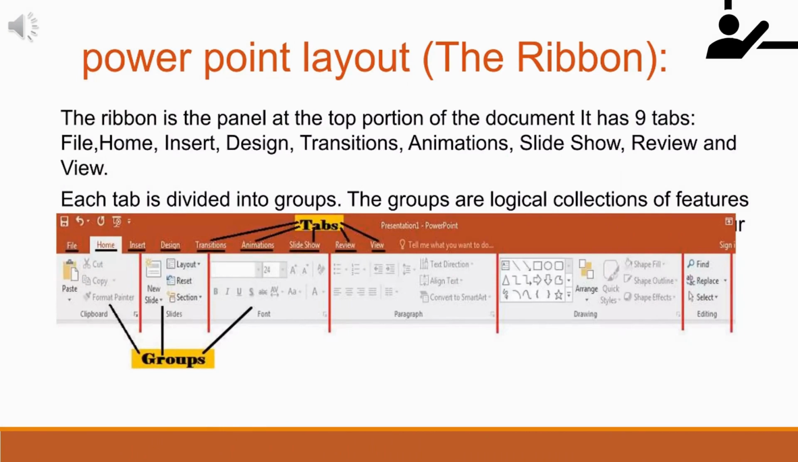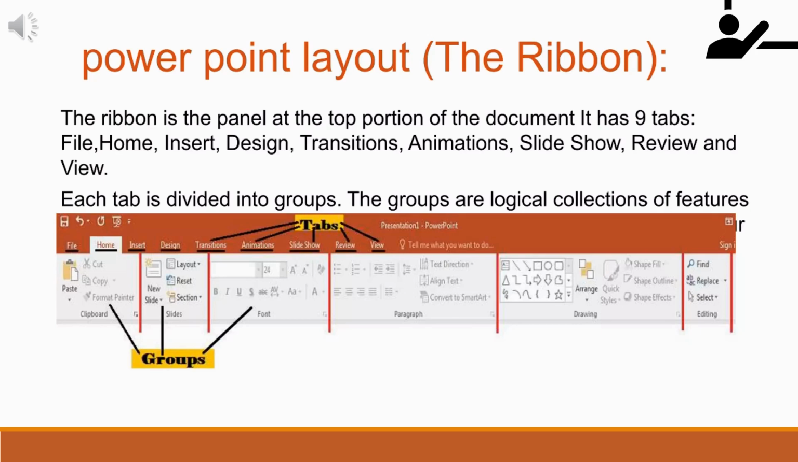PowerPoint layout, or we can say the ribbon. The ribbon is a panel at the top portion of the document. It has 9 tabs that are File, Home, Insert, Design, Transition, Animation, Slideshow, Review and View. And we also have a Help tab.